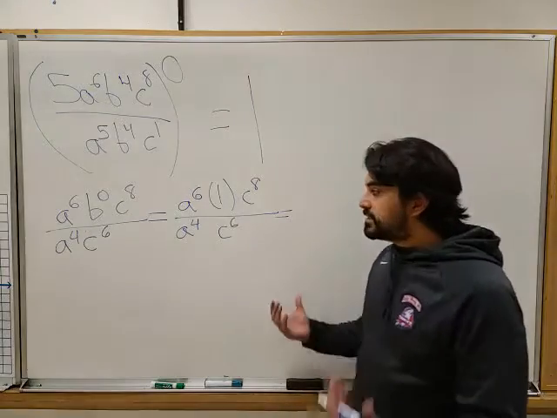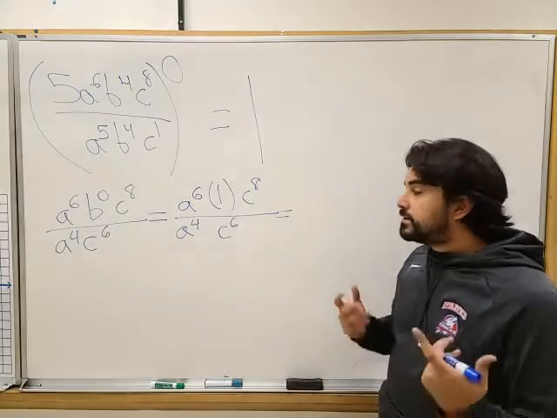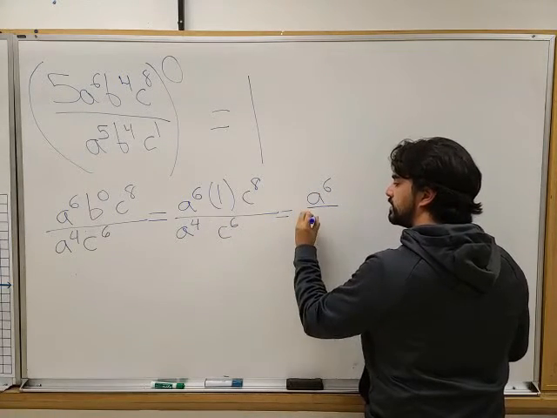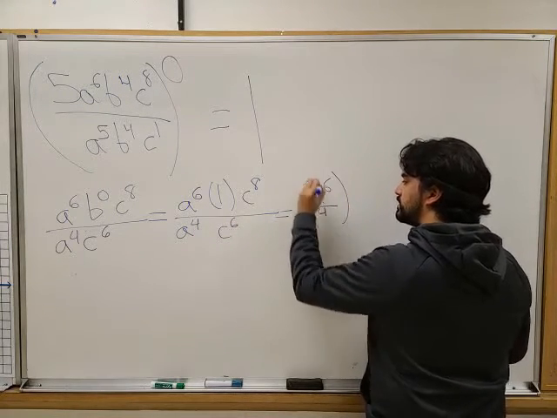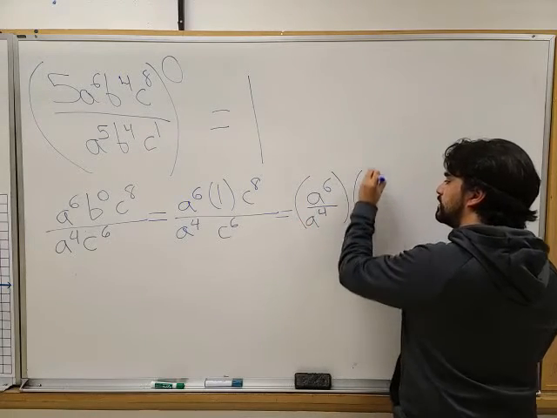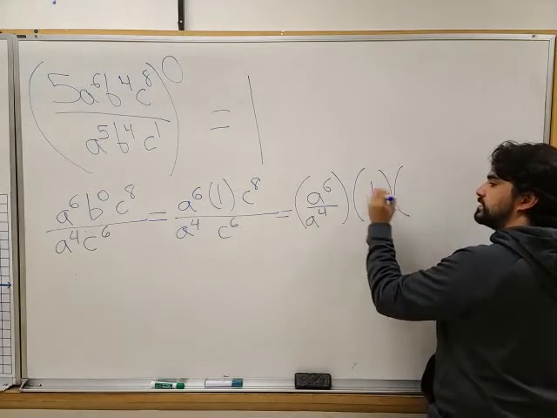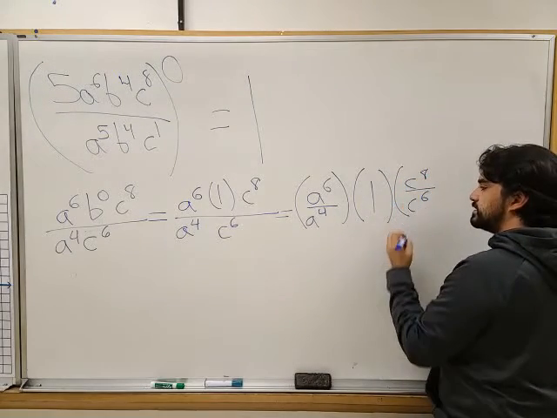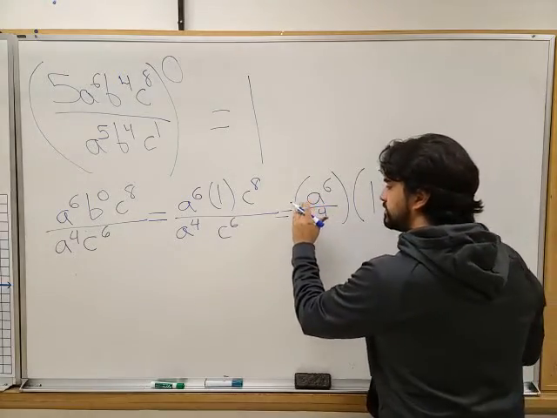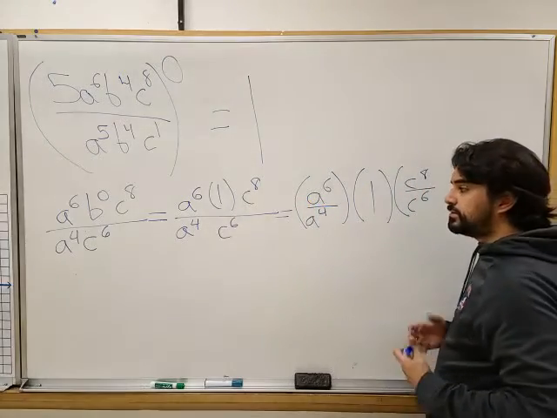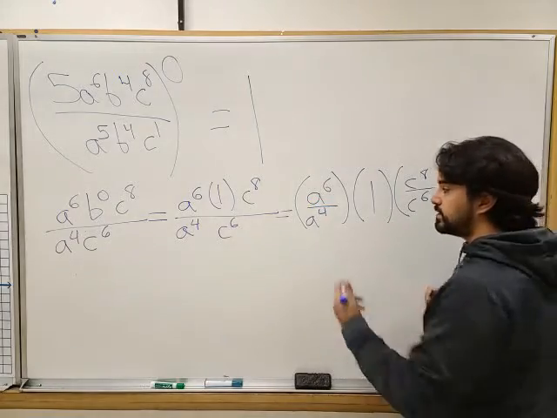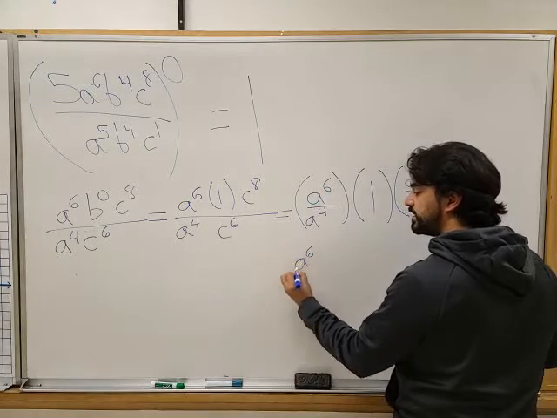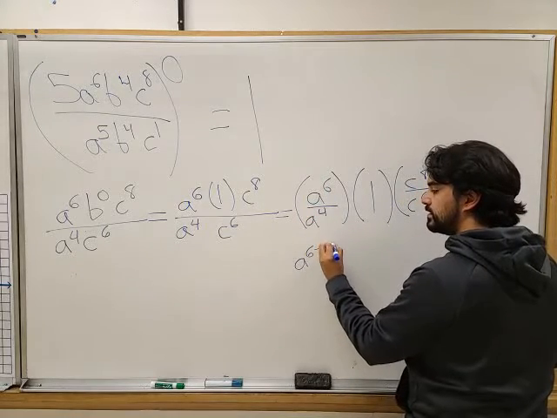All right, let's go ahead and separate them by like base. So we have a to the power of 6 over a to the power of 4 times 1 times c to the power of 8 and c to the power of 6. All right. Now, since this is division, what we're going to do is the quotient of a power, which is when they're like bases, we could subtract the exponents. So a to the power of 6 minus 4.